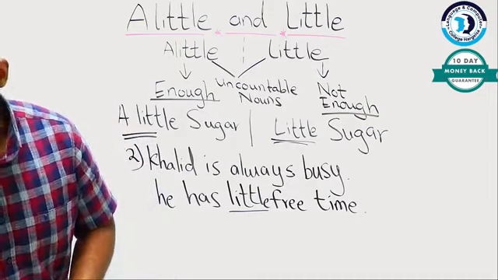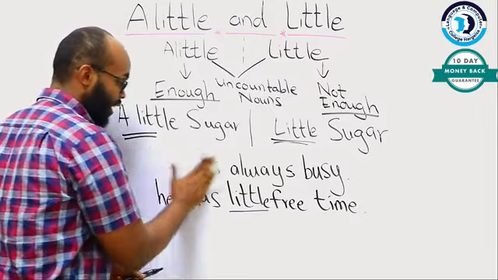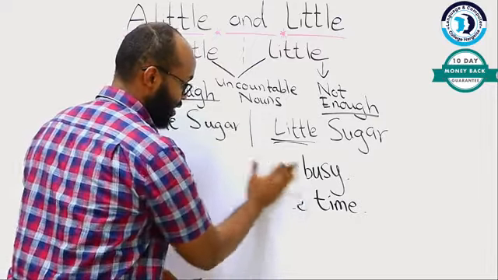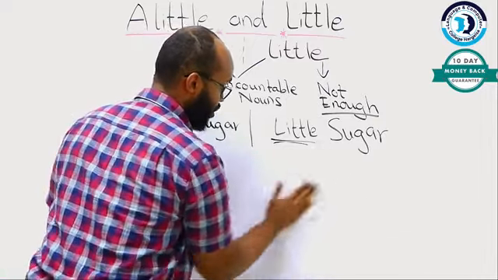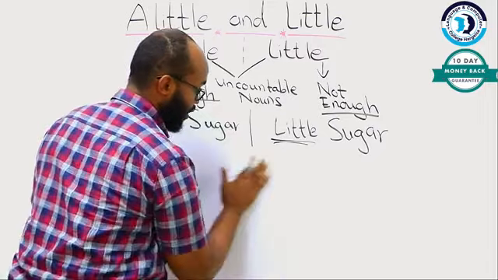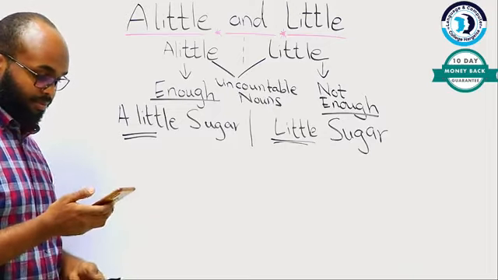Okay, so let's continue. Look at the sentence. Okay, so that's number two. Number three. Okay, we have number three. Let's go to number three.